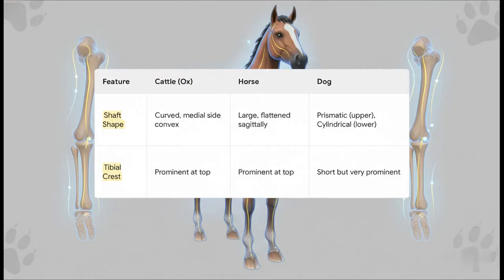This table really breaks down those key differences for us. You can see the shaft in cattle is curved, while in the horse, it's more flattened. But check out the dog. Its tibial crest is described as short, but very prominent. That signals a totally different kind of powerful muscle attachment compared to the other two.